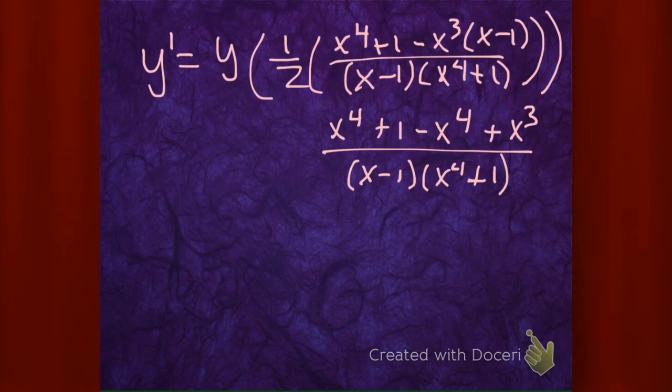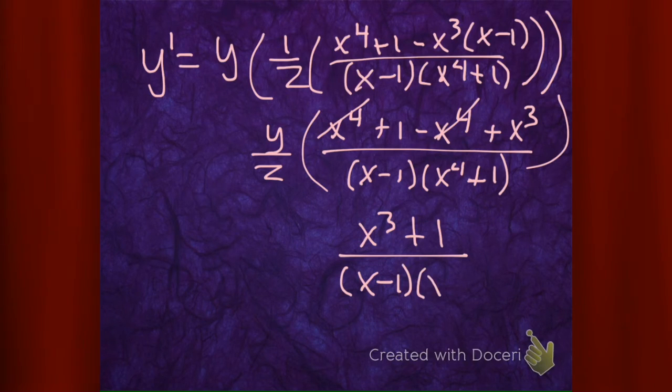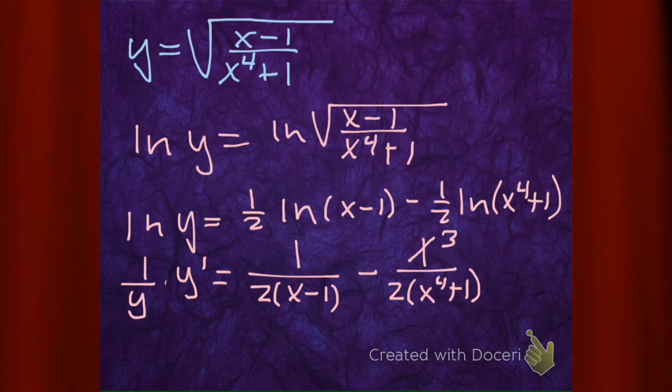Sure. And I still have y over 2 out here. I see these guys reduce. I'm just trying to fit a nice form. So we have x to the third plus 1 over (x minus 1) times (x to the fourth plus 1). But what was our y? Let's plug that in there now. Ooh, nasty. So that was the square root of (x minus 1) over (x to the fourth plus 1).